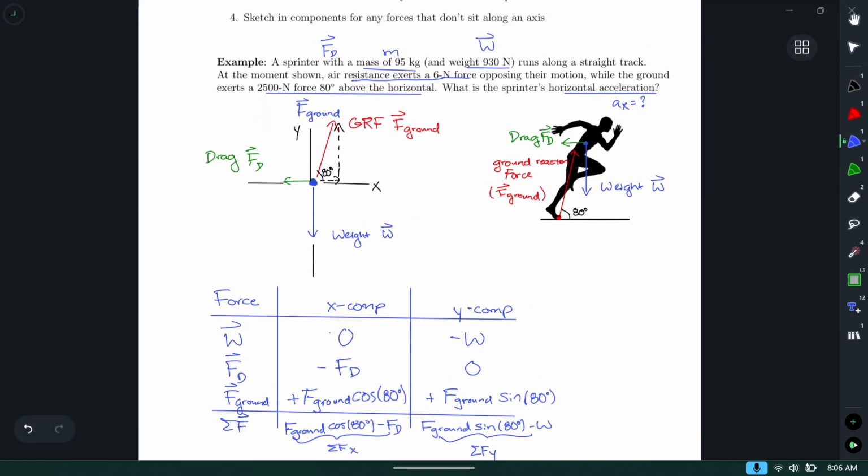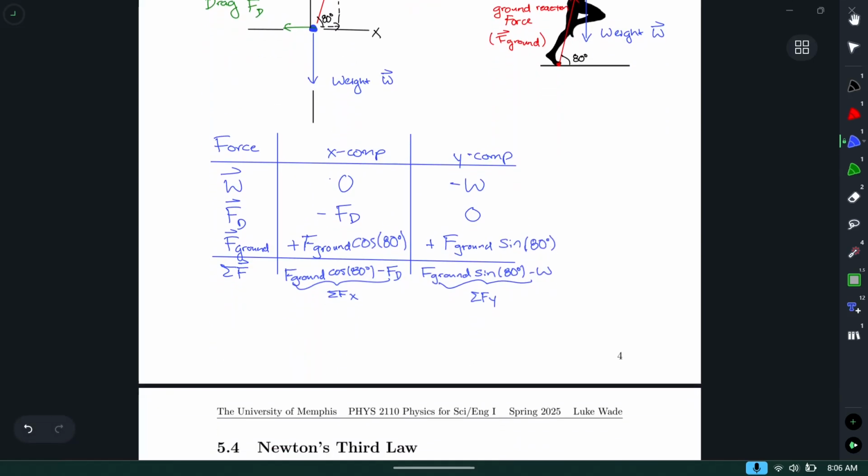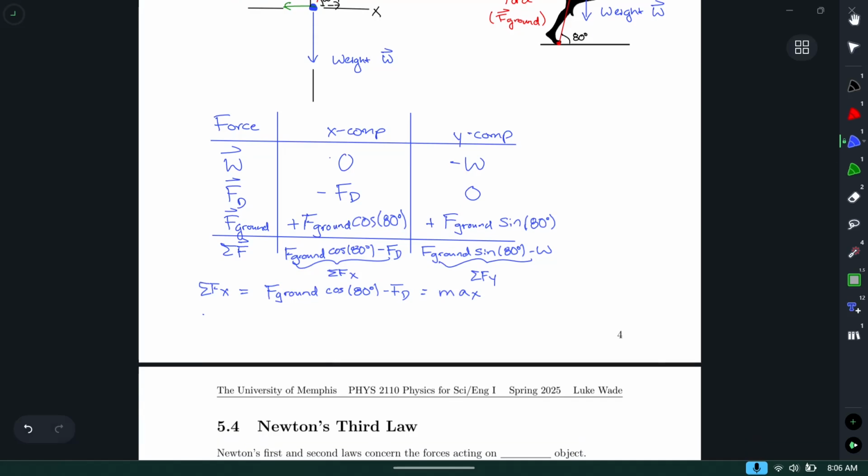The question is, what is their horizontal acceleration, a_x? So, we just say, well, the net force in the x direction is F ground cosine 80 minus F_D, and that is equal to the mass of the object times its x acceleration by Newton's second law. Net force is always equal to mass times x acceleration, and then same for y.